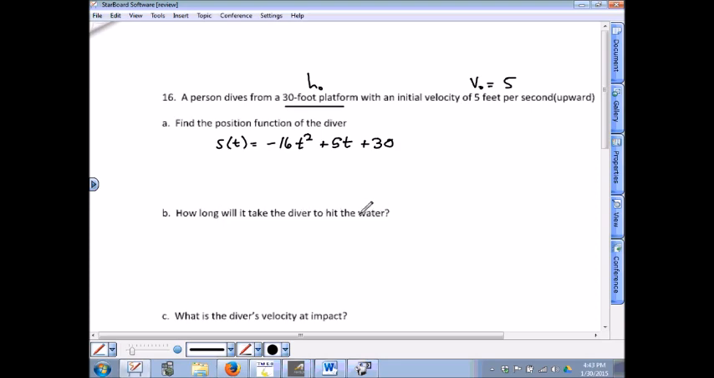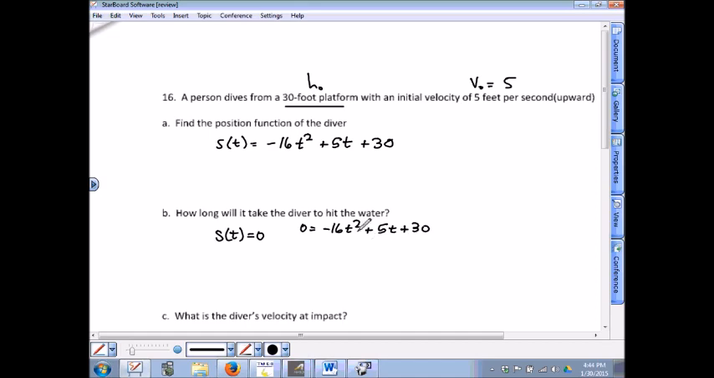Now how long will it take for the diver to hit the water? This is much like the question on this review from before with the object being thrown off of a cliff. So we need to solve for when s of t is equal to 0. So that's going to be 0 equals negative 16t squared plus 5t plus 30.